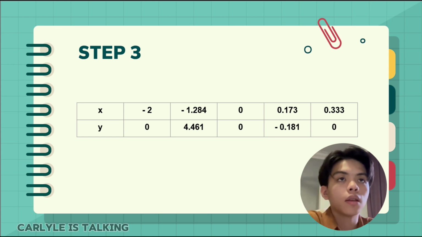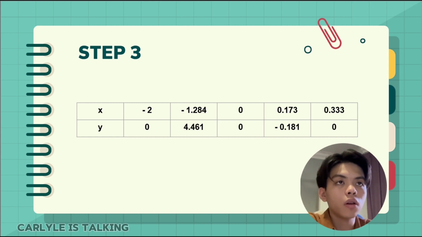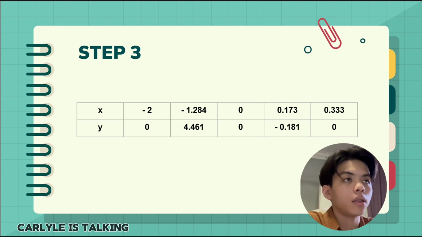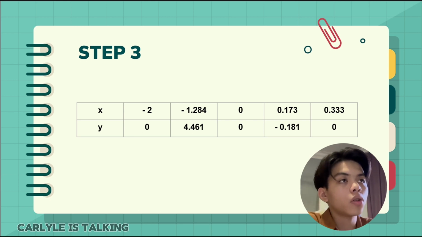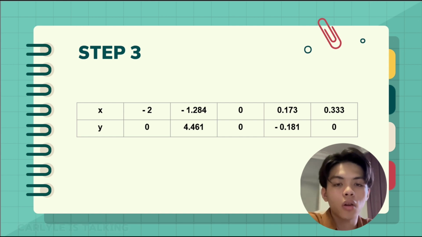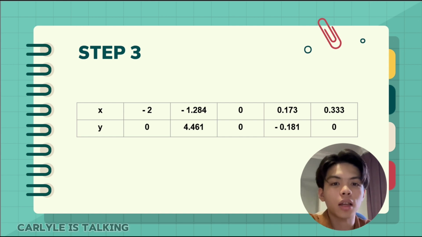So for example, negative 2 substituted into the y equation and we will get 0. Negative 1.284 substituted into the y equation and we will get 4.4607. Substituting 0 into the y equation and we will get 0. 0.173 substituted into the y equation and we will get negative 0.180. Substituting 0.333 into the equation of y and we will get 0. That is all for step 3, and moving on to the next calculations.